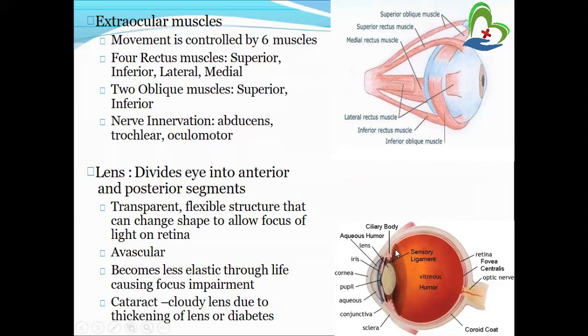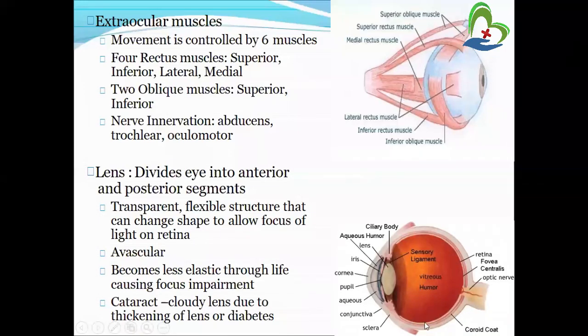Here is the diagram of the lens and eye shown in this figure. This is the suspensory ligament, the vitreous humor, which is the fluid that helps maintain shape, and this is the retina, this is the fovea centralis, and this is the optic nerve.